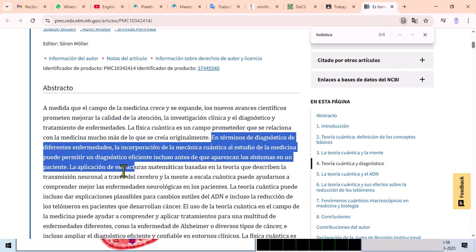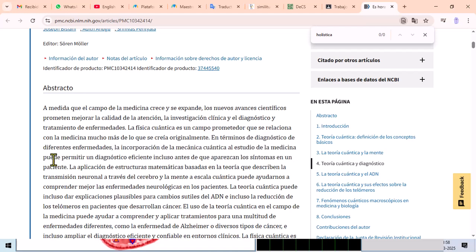And here is an interesting reflection in terms of diagnosing different diseases. The incorporation of quantum mechanics into the study of medicine can allow an efficient diagnosis even before the patient's symptoms appear.